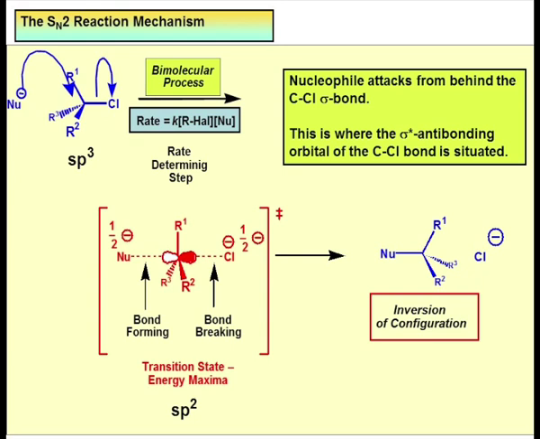Rate depends on the concentration of both the alkyl halide in this case and the nucleophile, and ultimately the nucleophile enters from the opposite side of the leaving group and inversion of configuration takes place. Inversion of configuration is very characteristic of SN2 type reaction, and racemization is very characteristic of SN1 type reaction. This is the difference.